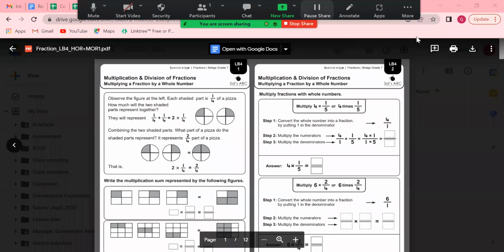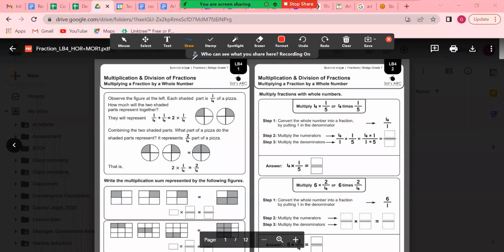Hey everyone, welcome back. Last time we started this week's worksheets for fractions, and we have completed the worksheets for addition and subtraction of fractions. This time we are going to see how to multiply and divide a fraction.